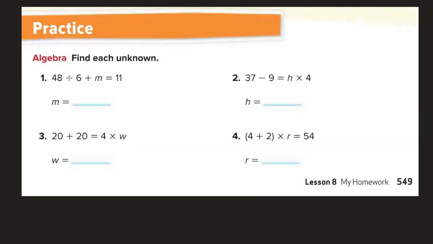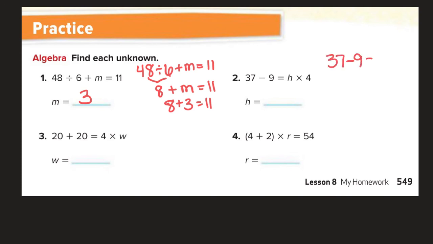Find each unknown. Okay, now we're solving. So I'm going to rewrite this: 48 divided by 6 plus m is equal to 11. First, I need to do 48 divided by 6. 6 times 8 is 48, so that's going to be 8. Plus m is equal to 11. 8 plus what is equal to 11? Remember, m is just our unknown. I could count on: 9, 10, 11. So m is equal to 3. 8 plus 3 is equal to 11. Yes. Okay, next one.